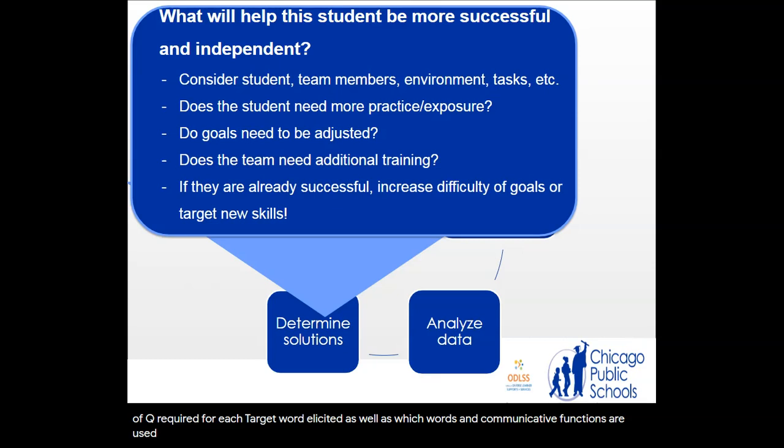If the student needs almost all physical prompts, the goal may need to be adjusted so that it is achievable for the student. Conversely, if the student is entirely independent, the goal may need to be increased or new skills can be targeted. Consider targeting longer phrases or using grammatical forms such as ing.